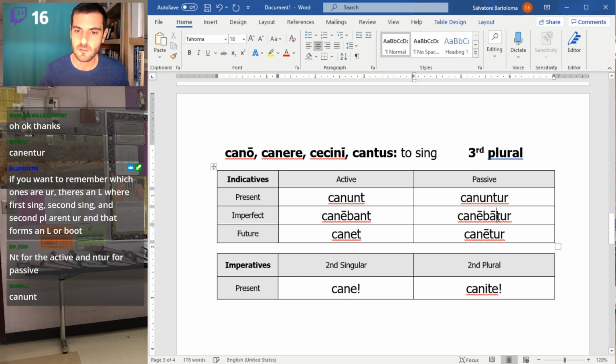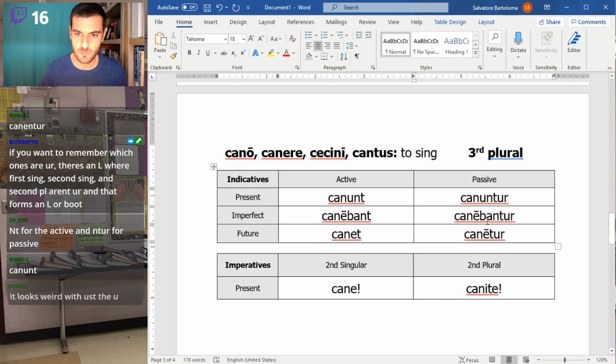Conebant to conebantur. Conent to conentur. It looks weird with conunt. It's like bunt. It's like a runt. You do see it in other places.